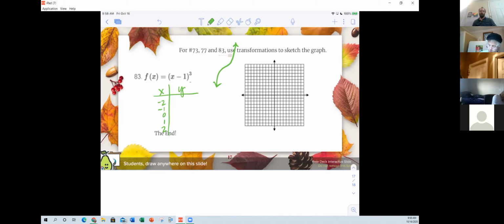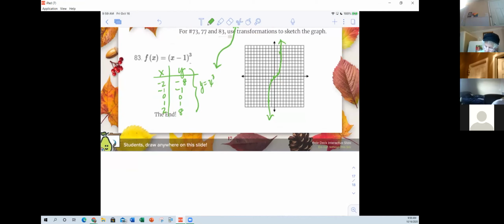I got sidetracked. So negative 2 to the third would be negative 8. Negative 1 to the third would be negative 1. 0 to the third would be 0. 1 to the third would be 1. 2 to the third would be 8. Okay, and I'm going to graph those points. This is the parent function right here. So negative 2, negative 8, negative 1, negative 1, 0, 0, 1, 1, and 2, 8. It looks like this, which is what we knew it would look like because it's a cubic function.